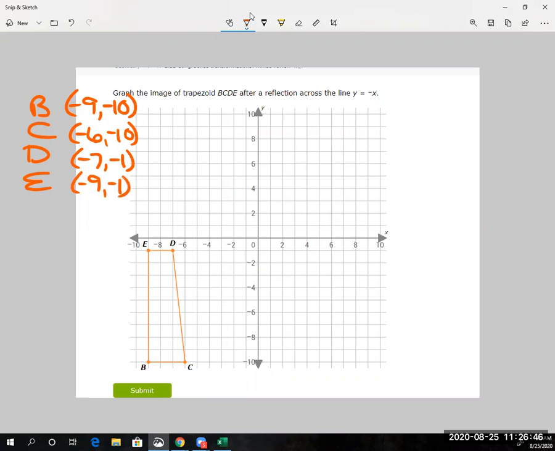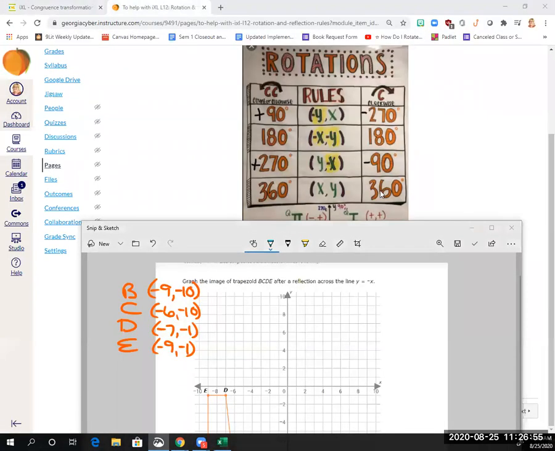Okay, remember you always move left or right first and then up or down. All right, so to find my new point, what am I doing again? Y equals negative x. So I switch them, and I'm going to negate both of them.